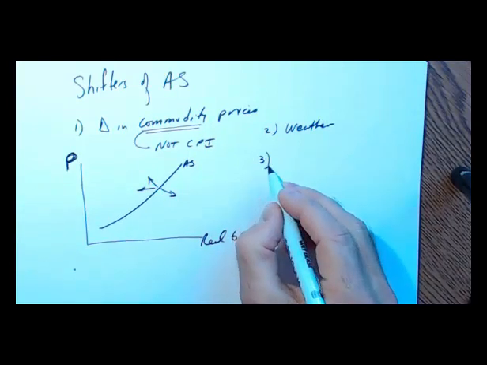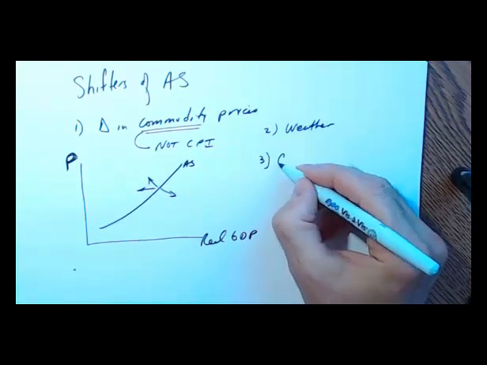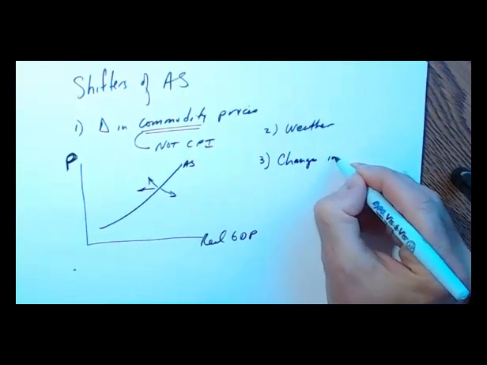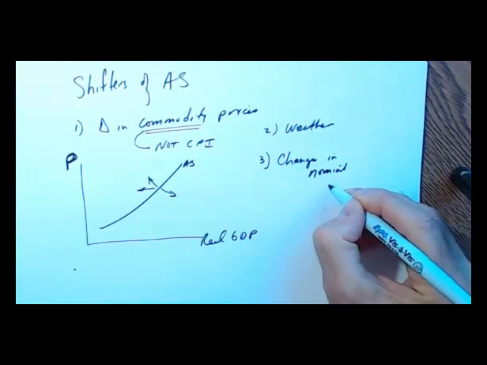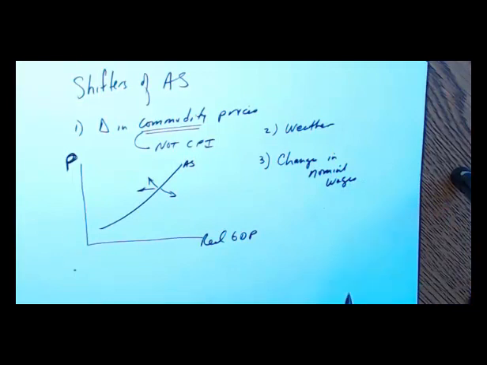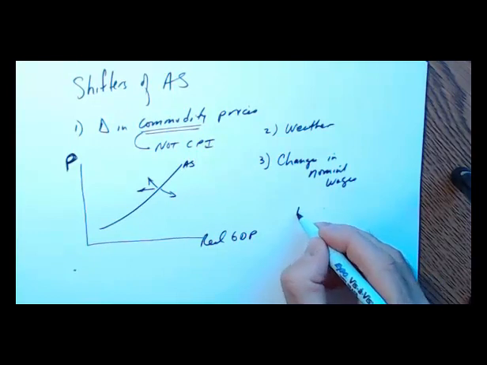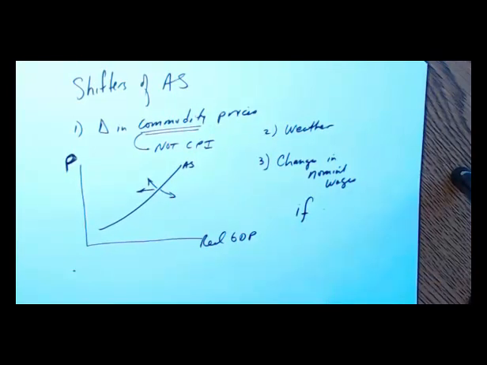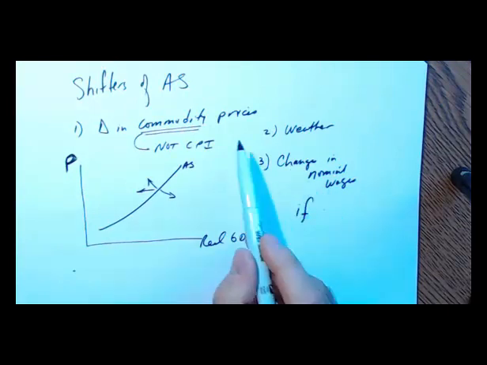The third item is, and this is going to sound crazy, changes in nominal wages. Now I just got done telling you that nominal wages are sticky, and they are sticky. But here we're saying that if nominal wages were to change, they are in a sense kind of like commodity prices.